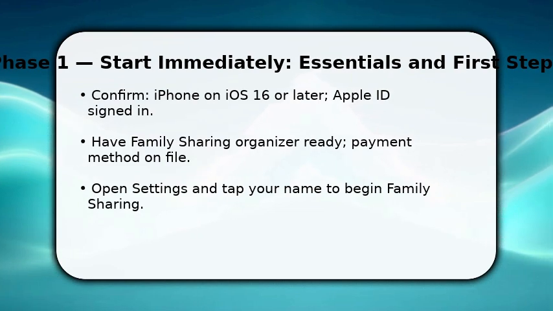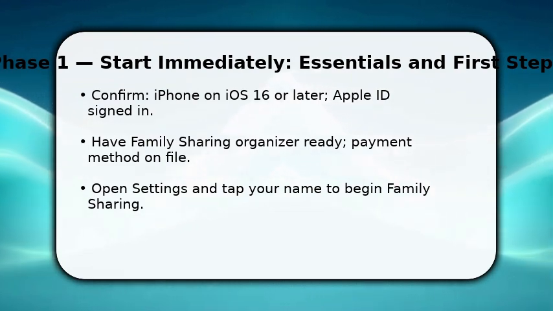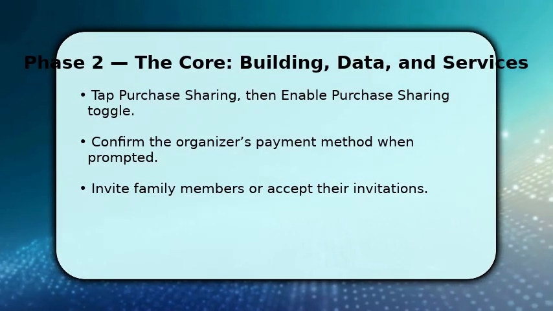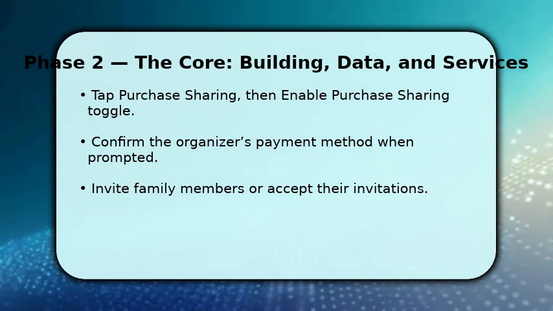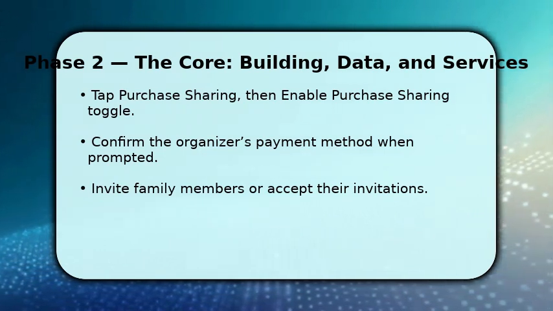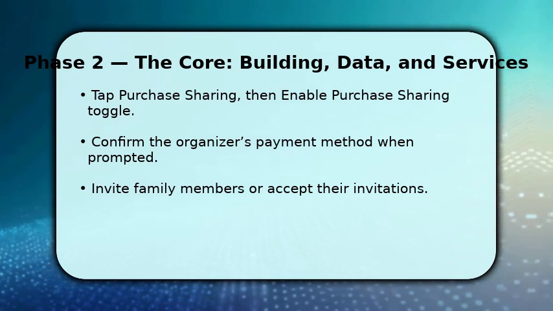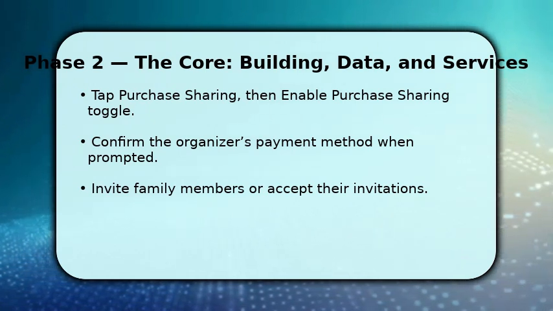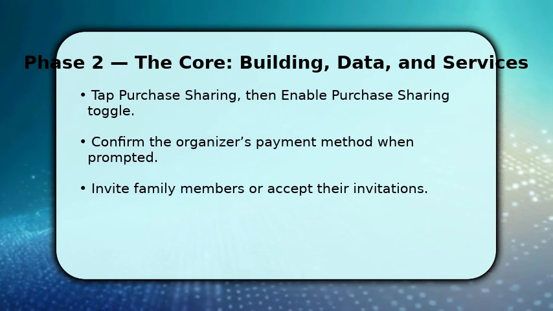Now tap Purchase Sharing to start the actual enabling process. You toggle Purchase Sharing on, which tells Apple to share app, music, and book purchases across the group. When prompted, confirm the organizer's payment method. This is essential because all shared purchases bill to that card.